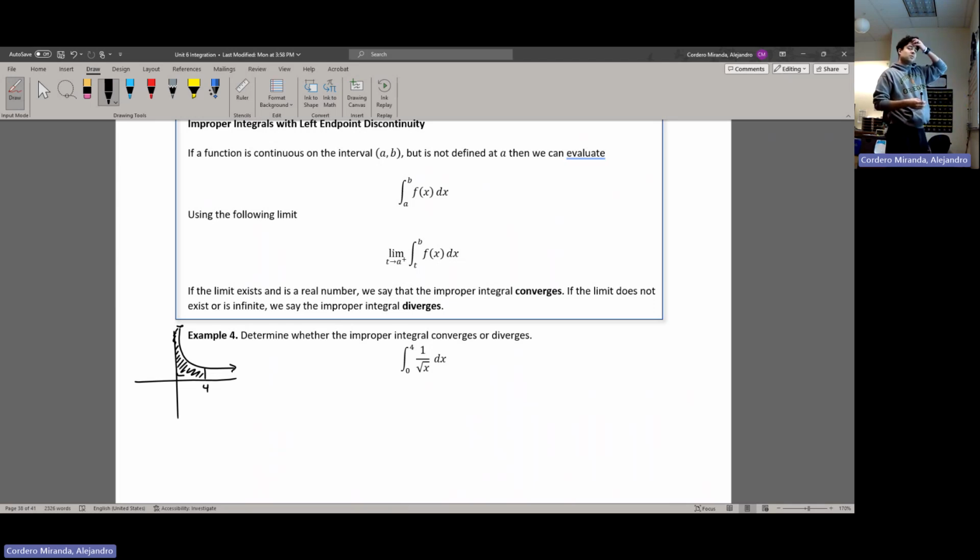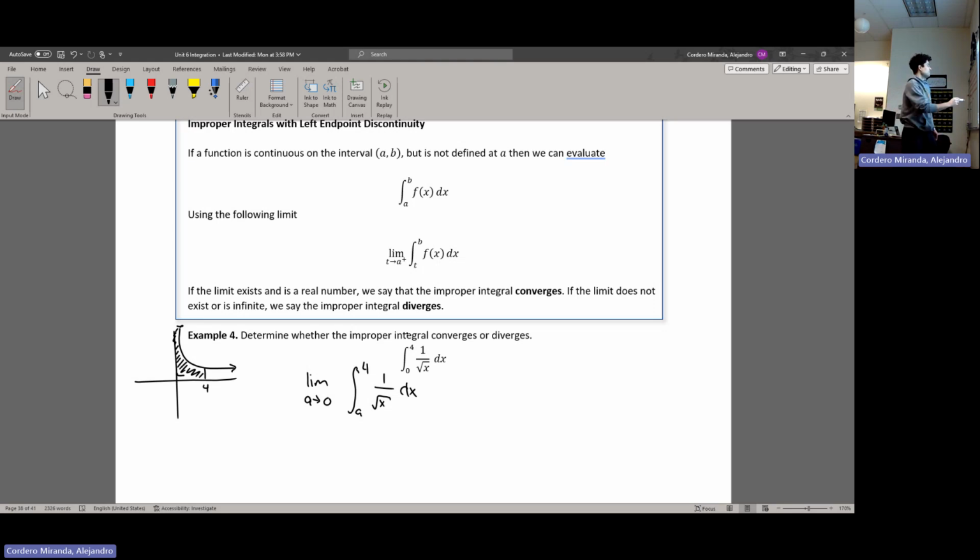Okay, cool. So what do you do about that? You take a limit. Again, wherever the problem was, wherever the asymptote was, the discontinuity, you replace it with a different letter. So what I mean is, I'm going to take this integral, but instead of the 0, which causes the problem, causes the asymptote, I'm going to do the limit as a goes to 0 of the integral from a to 4 of 1 over square root of x dx.